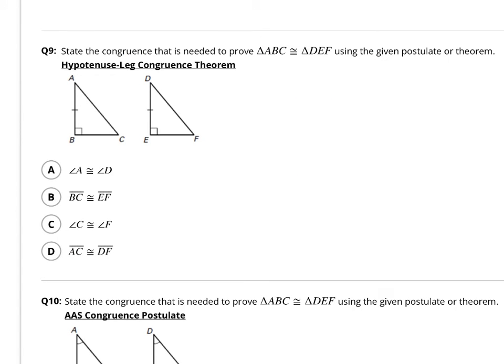On question number 9, they want us to say these two triangles are congruent because of the hypotenuse leg, that's HL. So which piece of information on the triangle is not labeled that you need to have labeled? And remember, with hypotenuse leg, the hypotenuses have to be congruent, and you have to have a leg, one of the sides, be congruent.